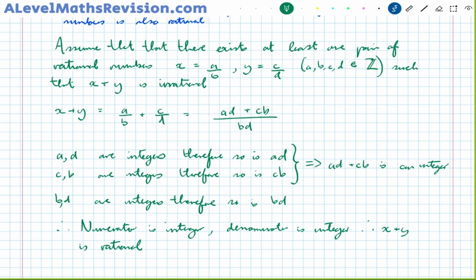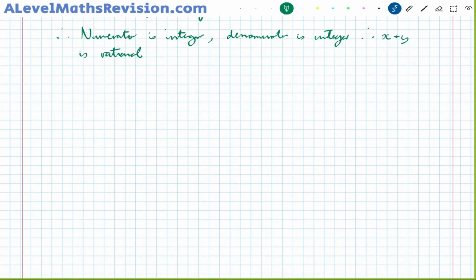Leads to a fraction where the top's an integer, the bottom's an integer, and that's the definition of a rational number. Right, so some standard proofs that you need to know, and there's two of them.